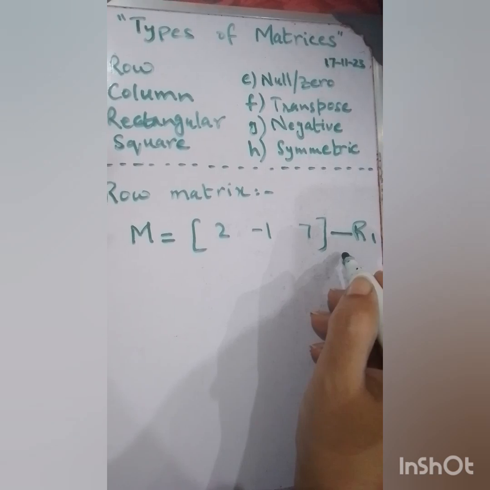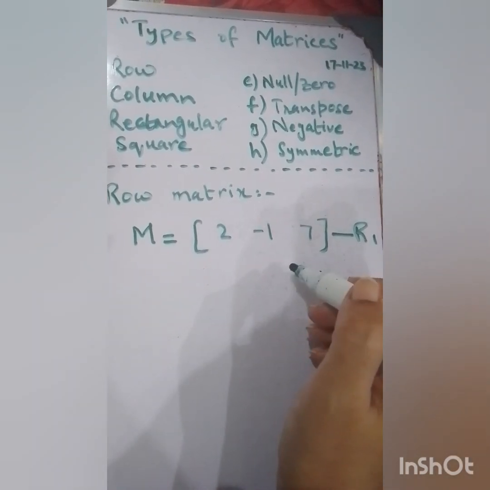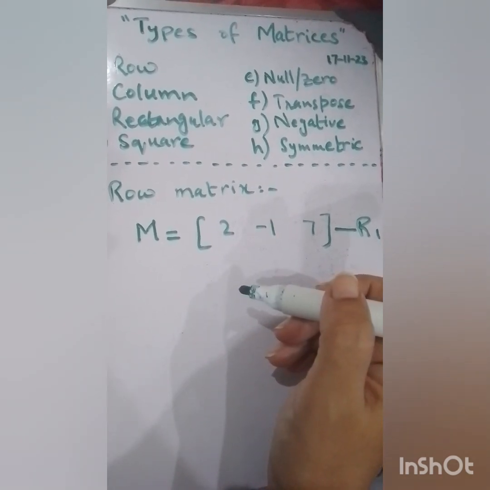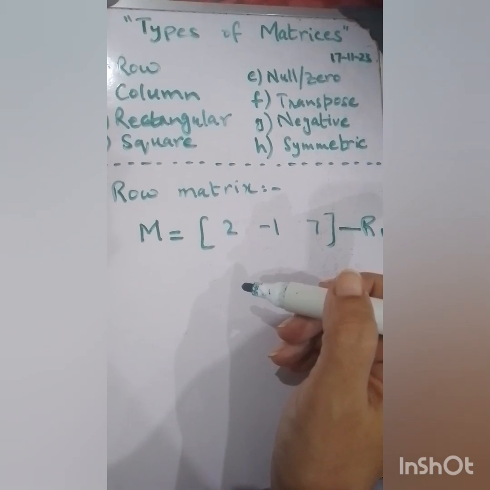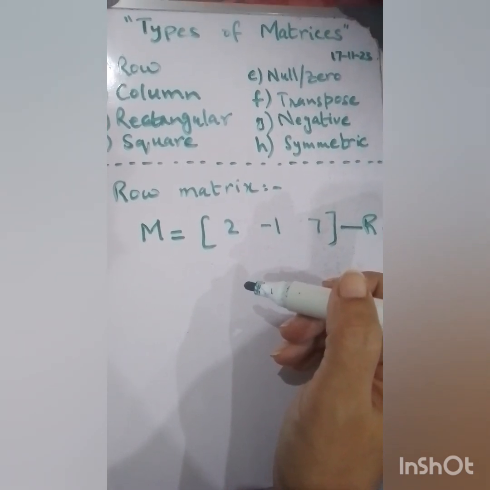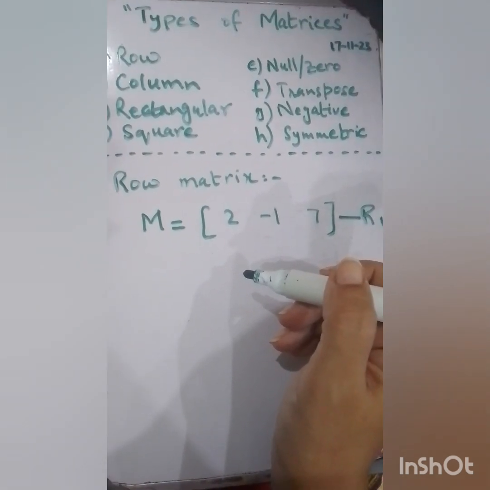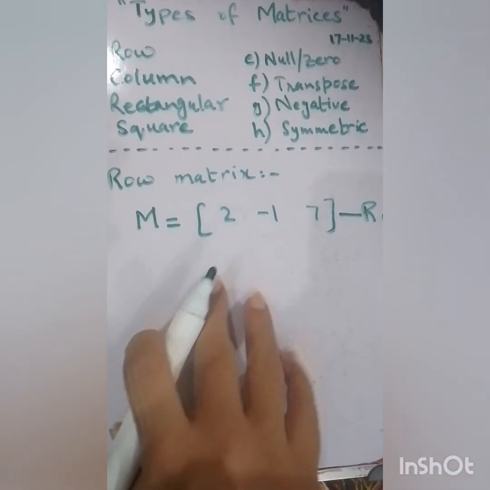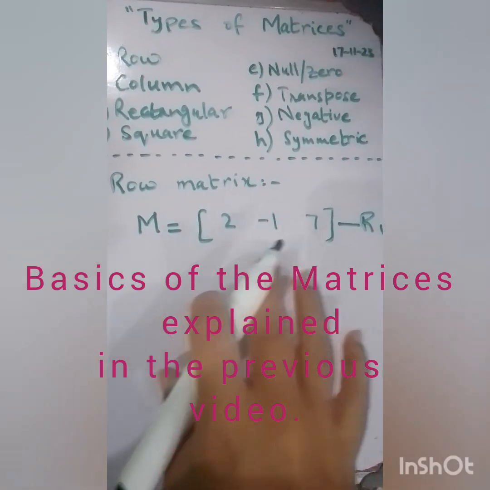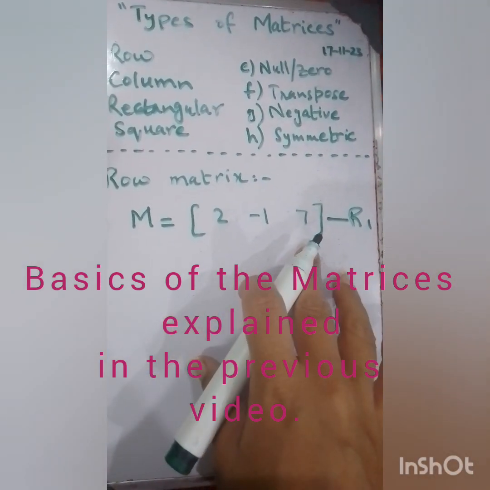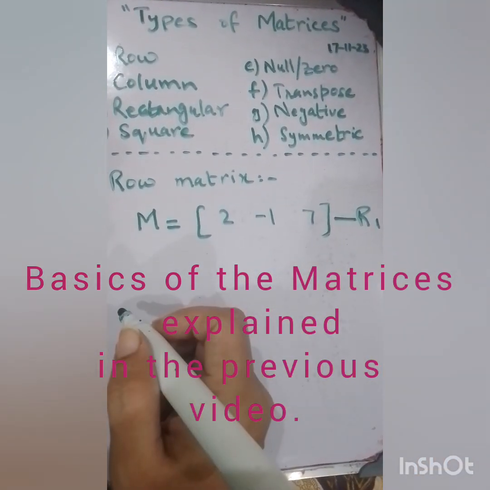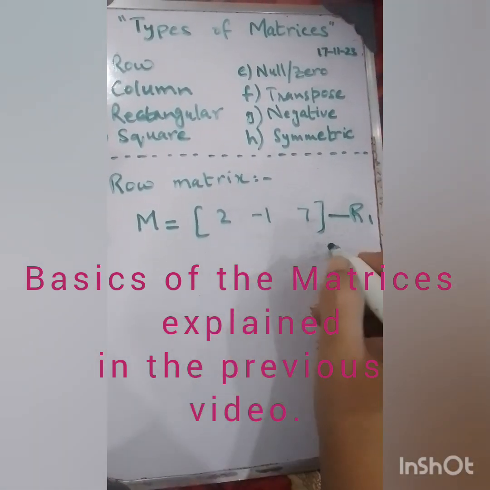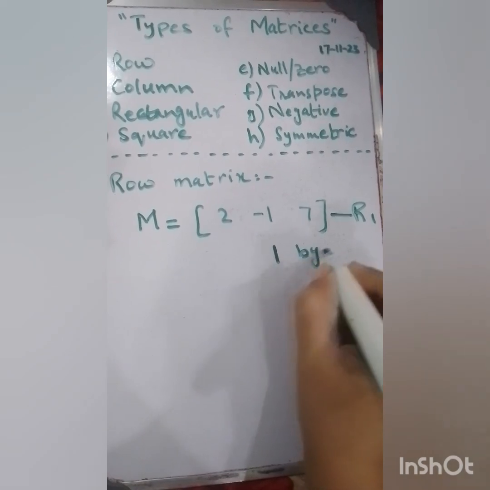The horizontal ones are the rows, and the vertical ones are our columns. I would like to request you that if you haven't gone through my previous video, which was based on the basics of matrix, please go through it so that you can revise all the initial basic work and understand it better. Here I am discussing the row matrix. I have already told you that it contains only one row. Now if you see the order, how many rows can you see? One row by 3 columns.